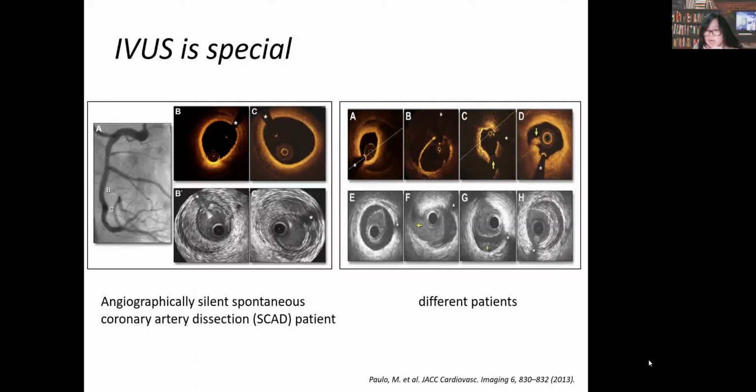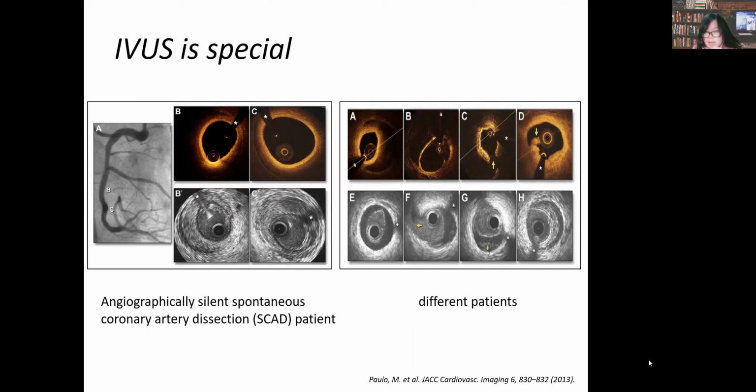The right figure shows representative intracoronary images from different patients. For OCT, in image A, double lumen with a thick intimomedial membrane. In image B, double lumen with a thin intimal membrane. Image C, intimal rupture, aerosol. Image D, intracoronary thrombus protruding into the true lumen.